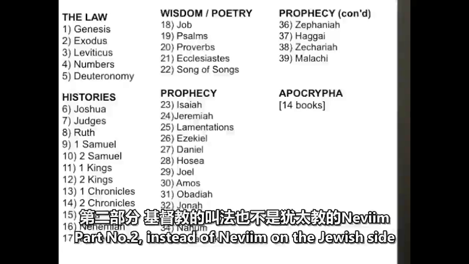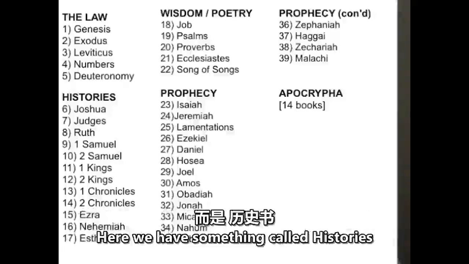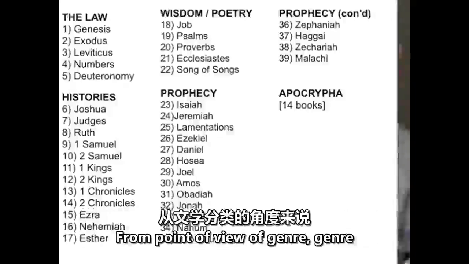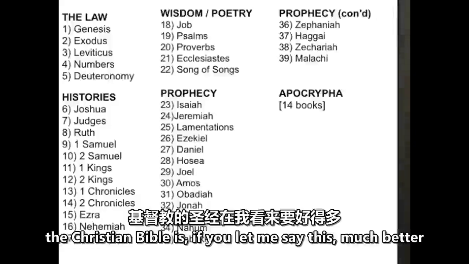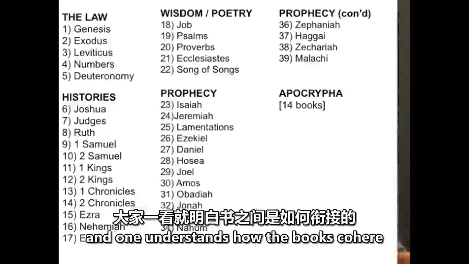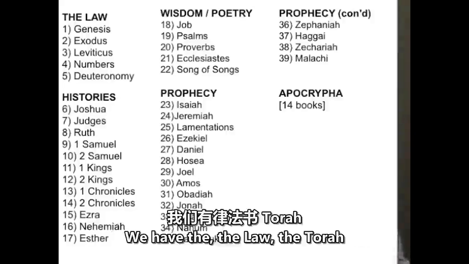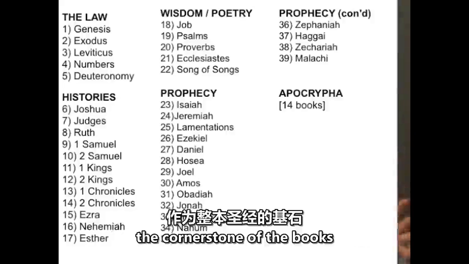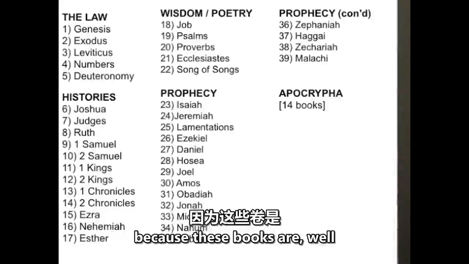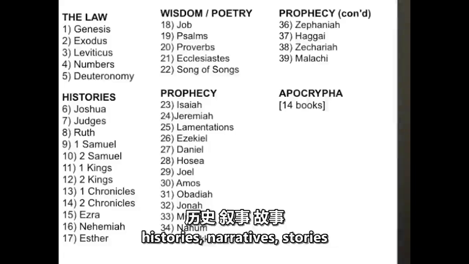Part number 2. Instead of Nevi'im on the Jewish side, here we have something called histories. And here I might say, from the point of view of genre, the Christian Bible is, forgive me to say this, much better. Right? It's much more clearly organized, and one understands how the books cohere. We have the law, the Torah, the cornerstone books, and then we have something called histories. Because these books are, well, histories, narratives, stories.